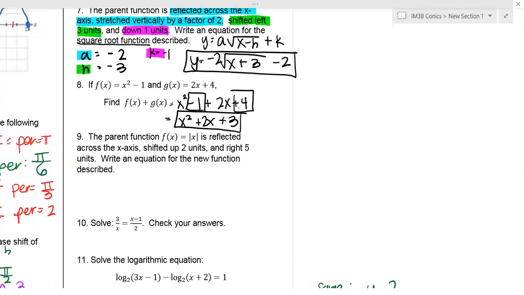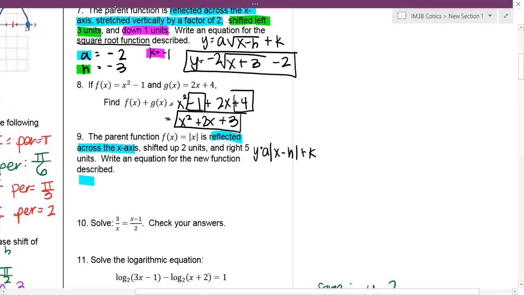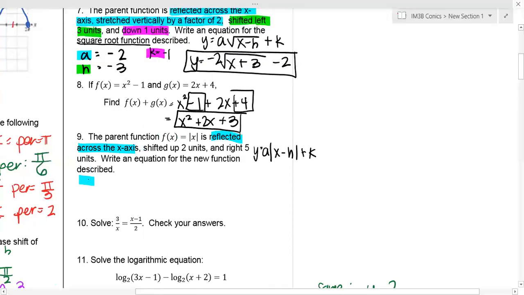For number 9, it's just like number 7, except it's an absolute value. So the only thing that changes is really that we're looking at absolute value instead of a square root, but the structure of it is still the same. So it's a times the absolute value of x minus h plus k. And if it's reflected across the x-axis, notice there's nothing about a stretch. That's giving us the value for A as -1. So there's no number, which tells us that it's 1.